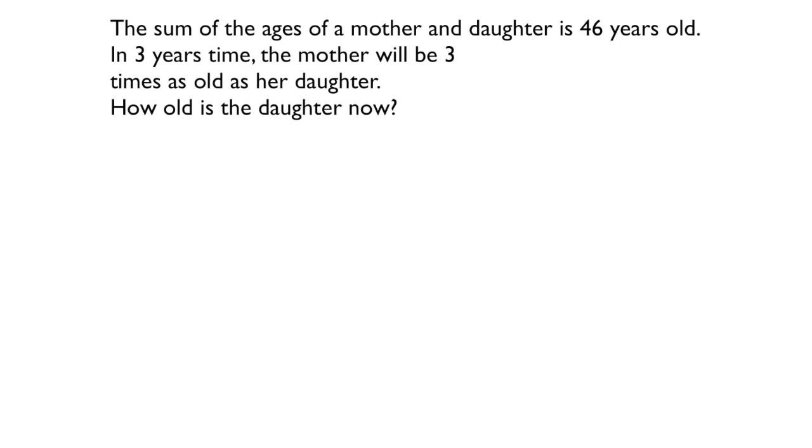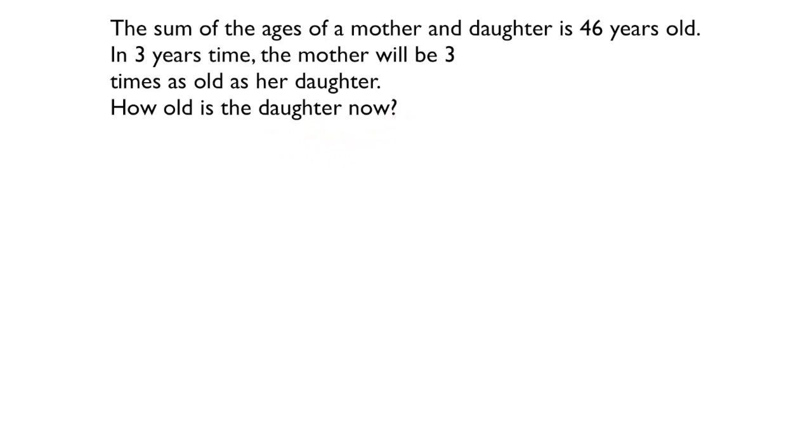The sum of the ages of a mother and daughter is 46 years old. In 3 years' time, the mother will be 3 times as old as her daughter. How old is the daughter now?